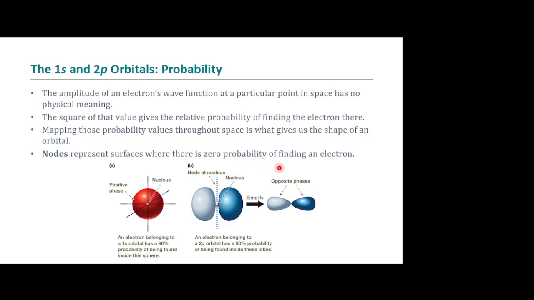Now, the mapping of those probability values throughout space gives us the shape of this orbital. And when you see it solid like this, that means you have a 90% chance, so it's a 0.9 probability.